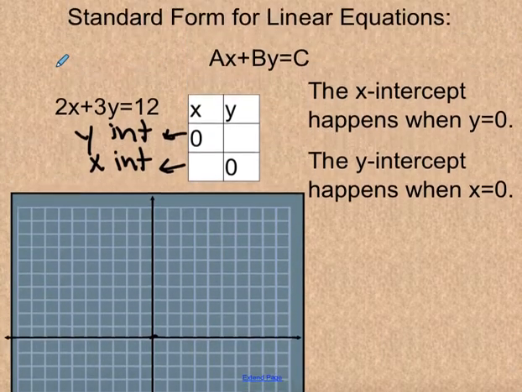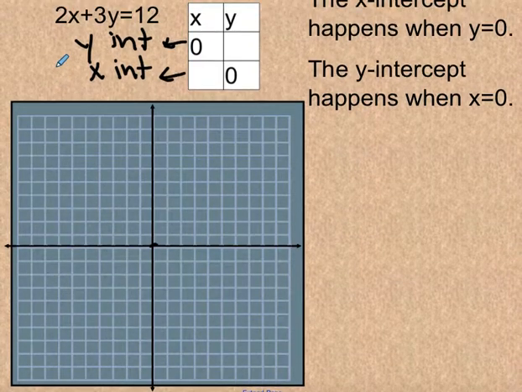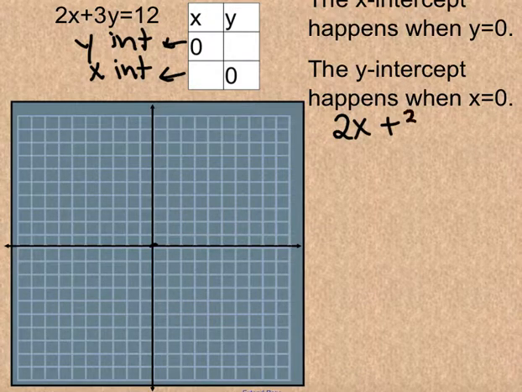So we have our equation, 2x plus 3y is equal to 12. So we write it down: 2x plus 3y is equal to 12.